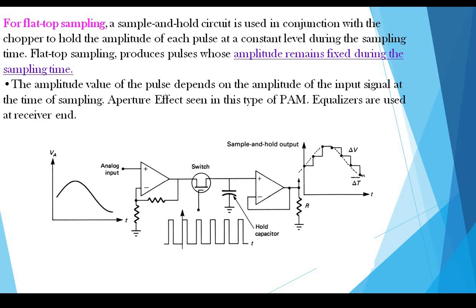Reconstructed signal is nothing but you are changing the continuous wave into discrete wave. That is reconstructed. Okay, so you are reconstructing that signal. In that signal, if you are having a very small amount of amplitude distortion, then that kind of effect is called your aperture effect. And that aperture effect can be reduced by using an equalizer at the receiver end. So at the receiver end, if you apply an equalizer circuit, then the amplitude distortion will be reduced.